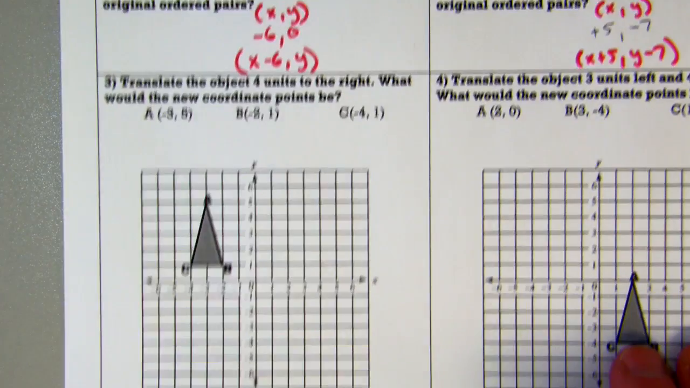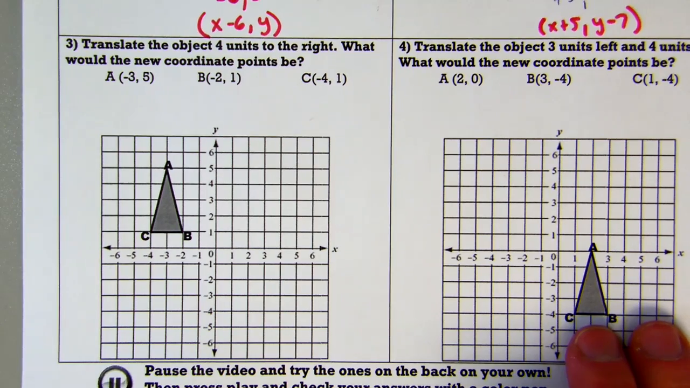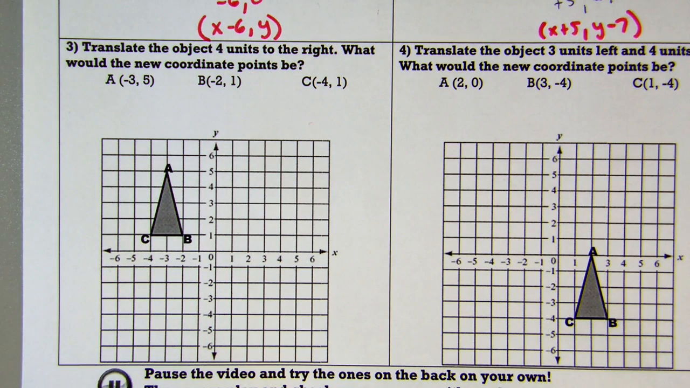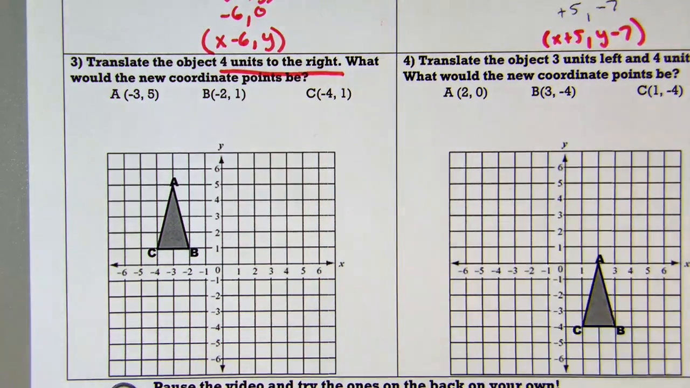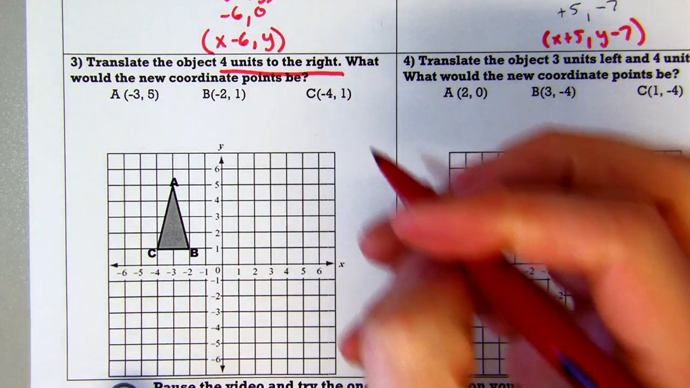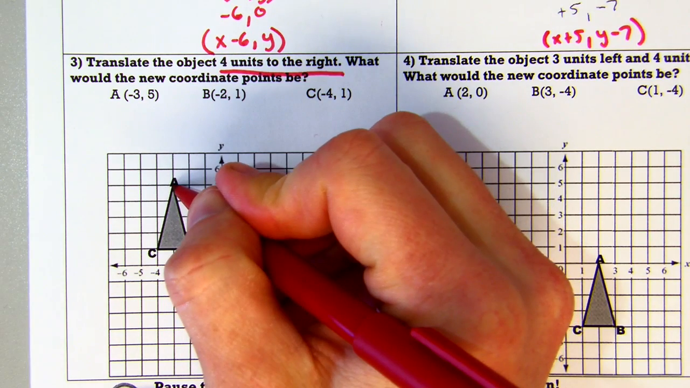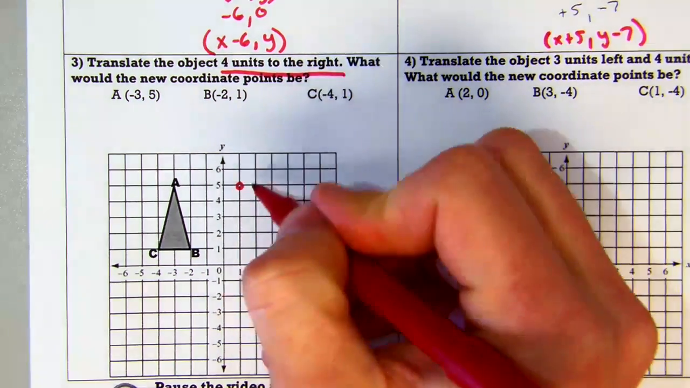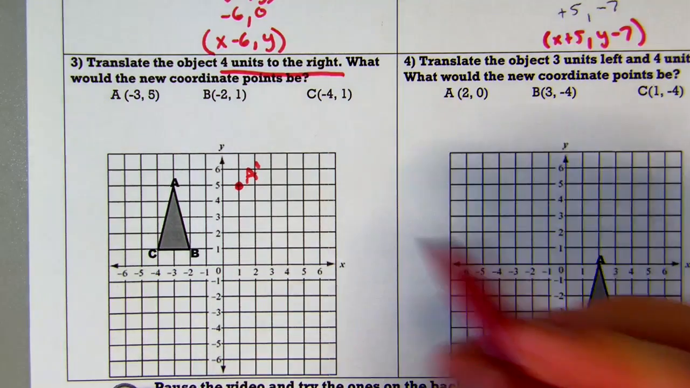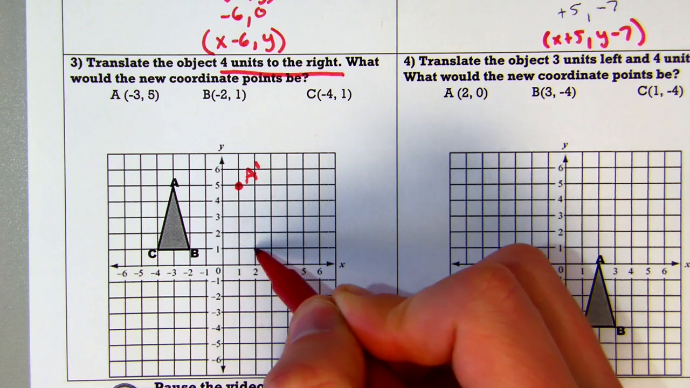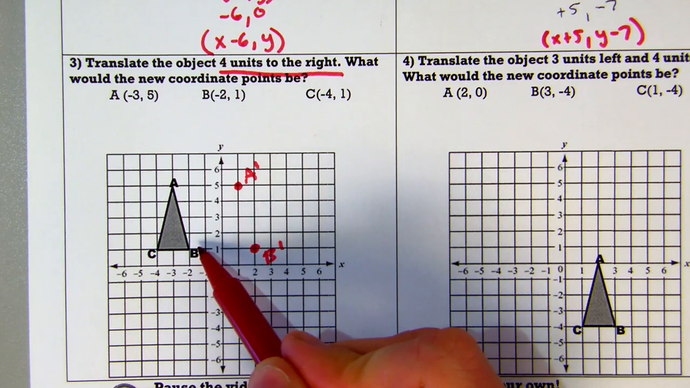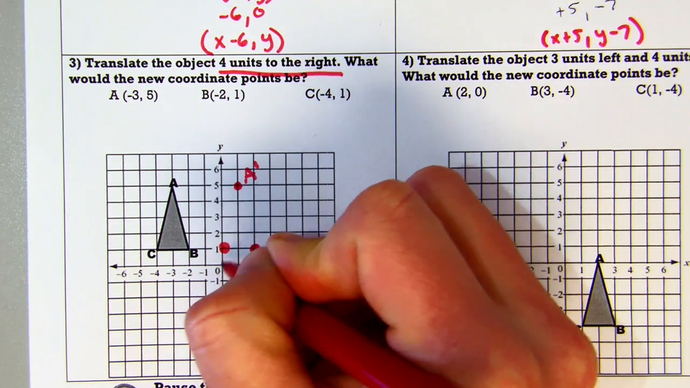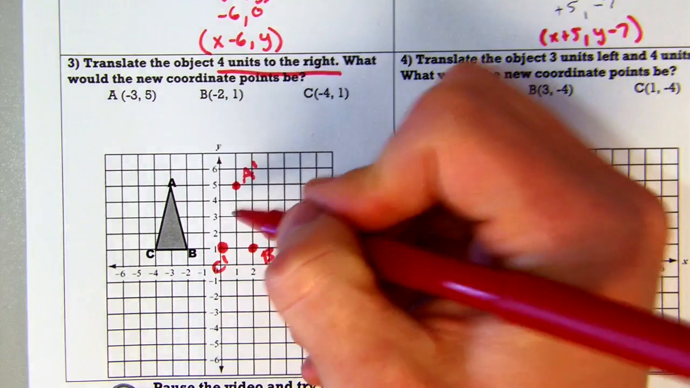Okay, let's go to number 3. We have: translate the objects 4 units to the right. What would the new coordinate points be? So here's our key. 4 units to the right is where we're going to be moving. I'm going to go ahead to A and go 1, 2, 3, 4. That is going to be my A prime. I'm going to move B over: 1, 2, 3, 4. That's going to be my B prime. And move my C: 1, 2, 3, 4. It's going to be my C prime. Go ahead and connect them.